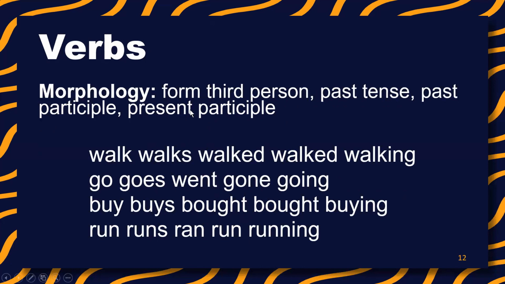So in terms of morphology or word structure, our verbs take on different forms, like your tenses of the verb. So third person, past tense, present tense, past participle, present participle. So we have the following examples, the different forms of your verb. Verb walk, we have walks, walked, walk, walking. For the verb go, go, goes, went, gone, going. For the verb buy and run, we have the following forms as well.